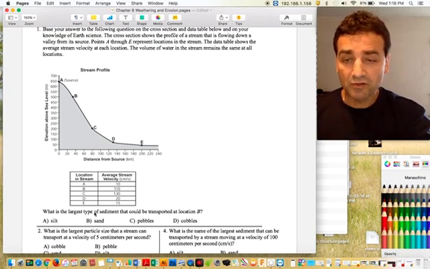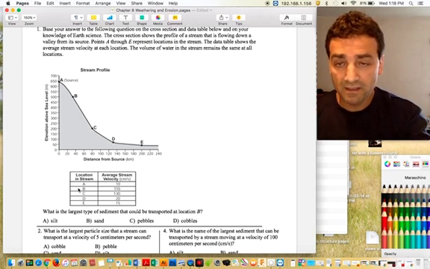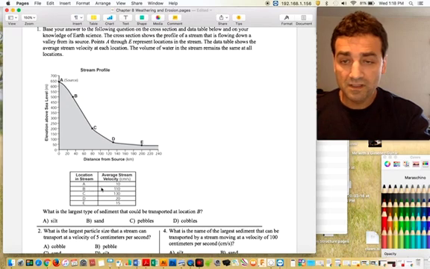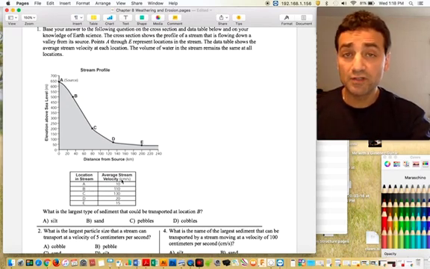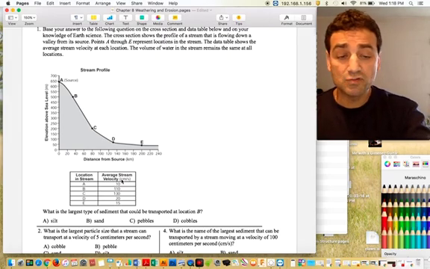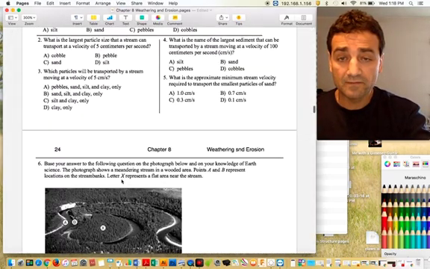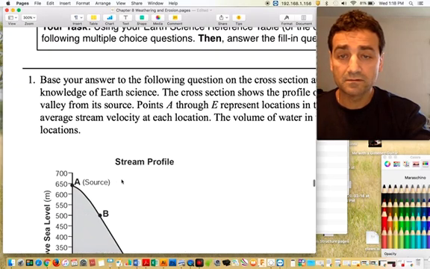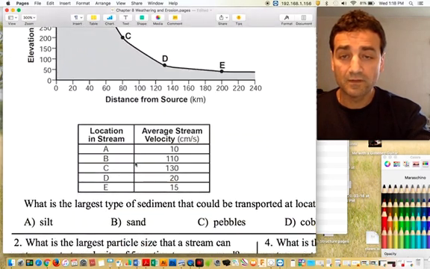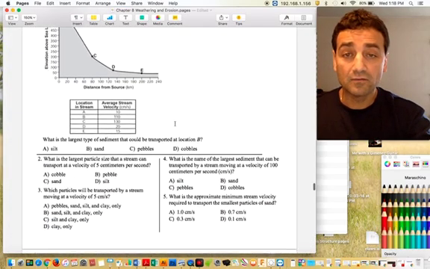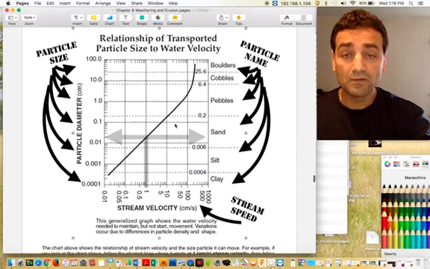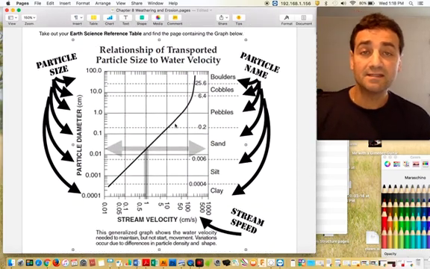So it says, what's the largest type of sediment that can be transported at location B? Well, location B here is 110 centimeters per second. 110 centimeters per second. Let's see. Let's zoom in in case you can't see that. Whoops. Too far. There we go. 110 centimeters per second. Okay. Well, let's take a look at our reference table page. Here we are. 110 centimeters per second.